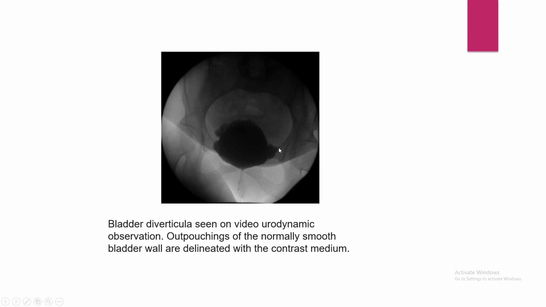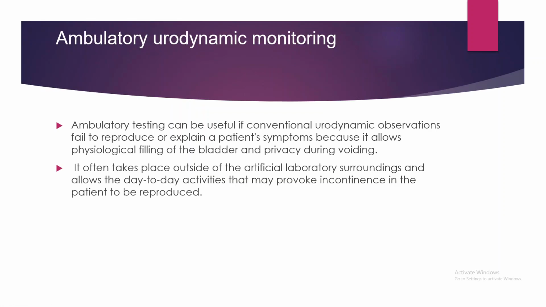So this is the bladder diverticula. The diagnosis here is a bladder diverticula. It is the outpouching of the normally smooth bladder wall, delineated with the contrast medium. So such things can come in your question paper, okay? Because they usually give these images.